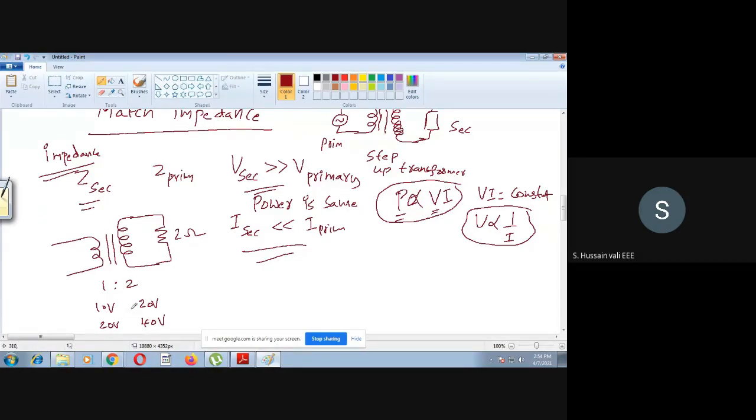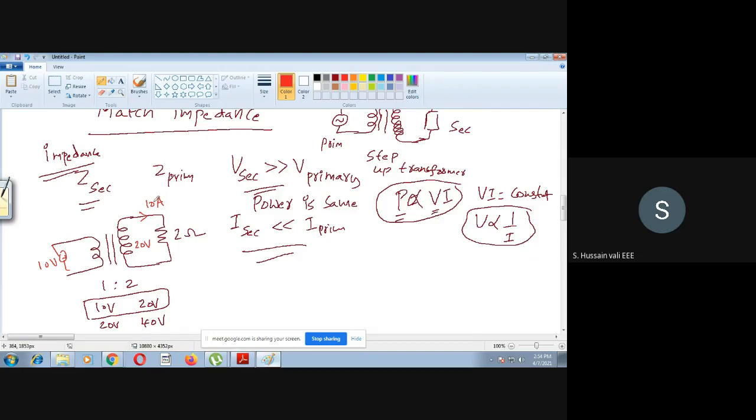Now you see. We will take this set, 10 volts and 20 volts. So I'm giving here 10 volts. Then obviously you will get here 20 volts. Then what is the current flowing here? 20 is the voltage, 2 ohm is the resistance. So the current is 10 ampere.